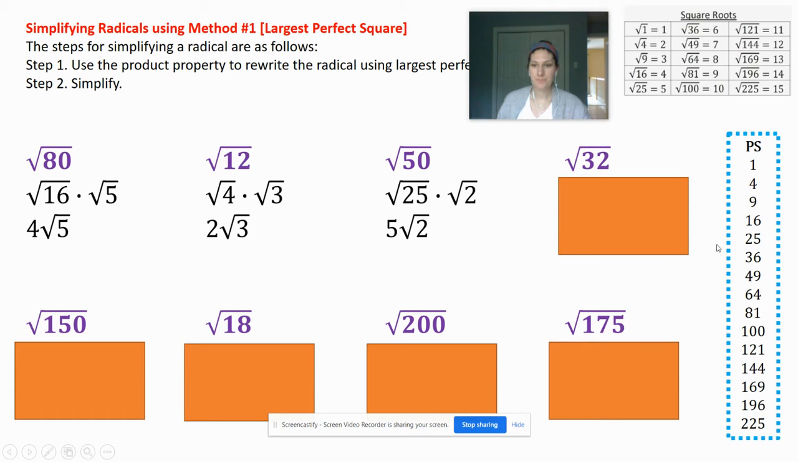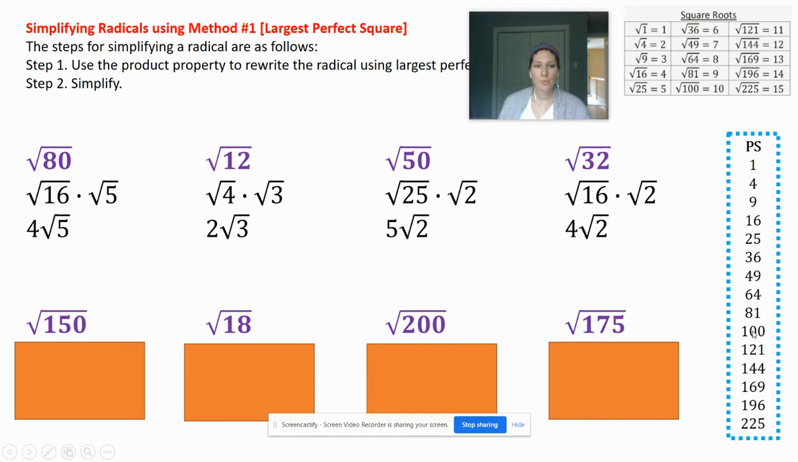Square root of 32. 32 falls right here. I work backwards. 25 is not a factor. 16 is a factor. 16 times 2 gives you 32. So if I use my product property and break it up into the two radicals, square root of 16 is a perfect square. So I can write my final simplified answer as 4 root 2, or 4 radical 2, or 4 times the square root of 2. All different ways I can read that answer out loud.